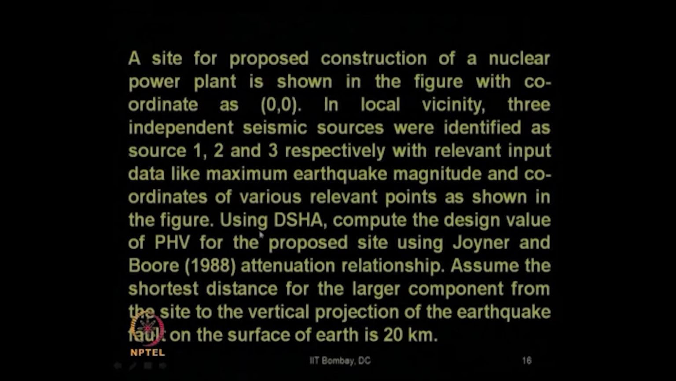Using this, we need to find out the PHV value. PHV is the seismic hazard parameter which we need to obtain through this process of DSHA using the attenuation relationship of Joyner and Boore, and also the shortest distance for the larger component. That assumption and the distance, that R value, is given to us.